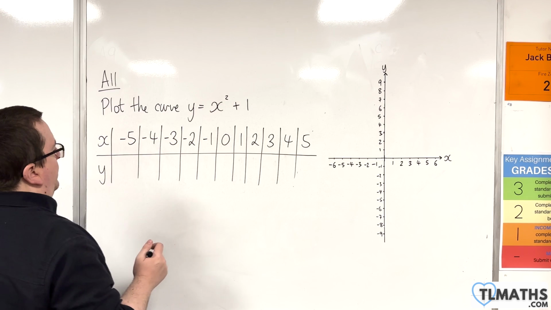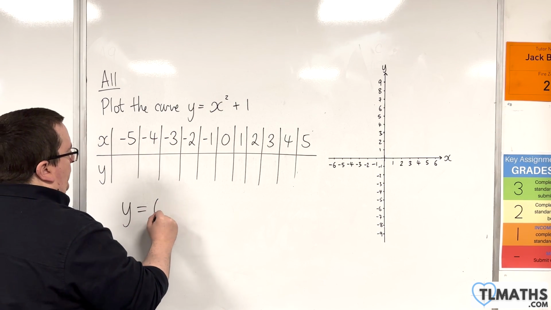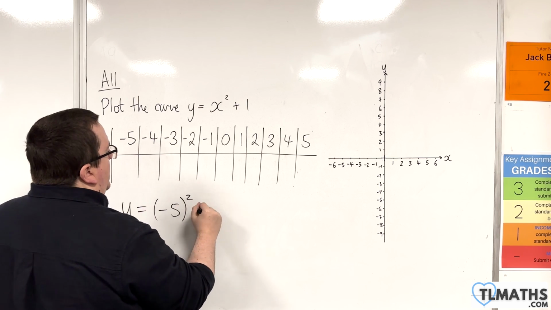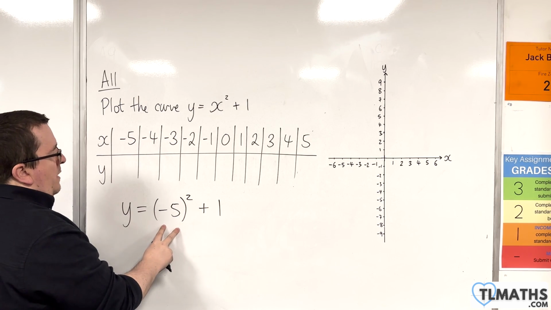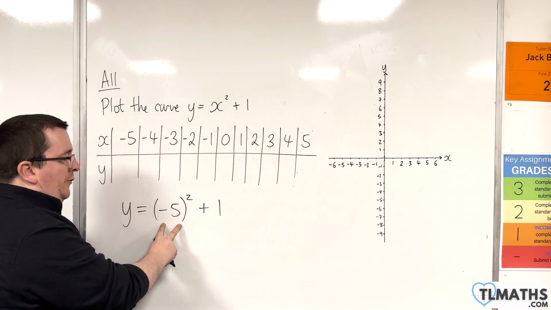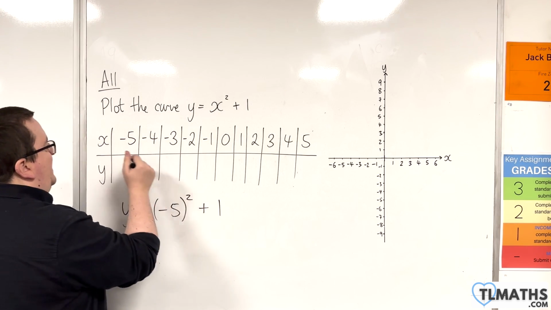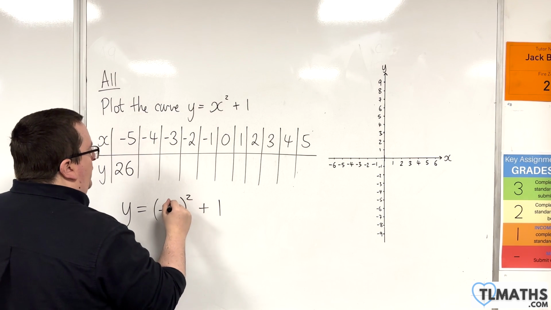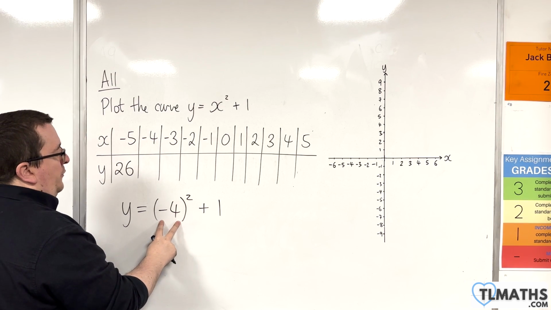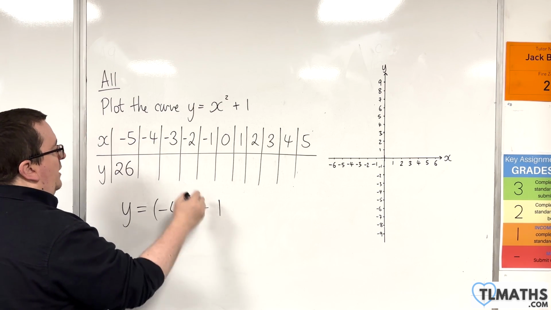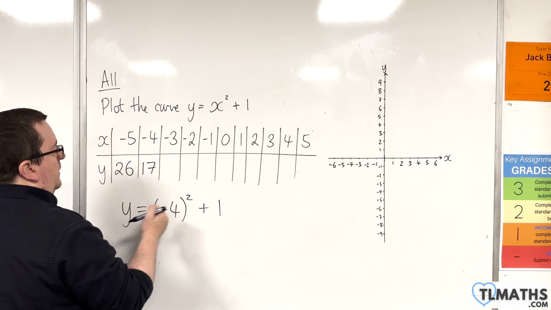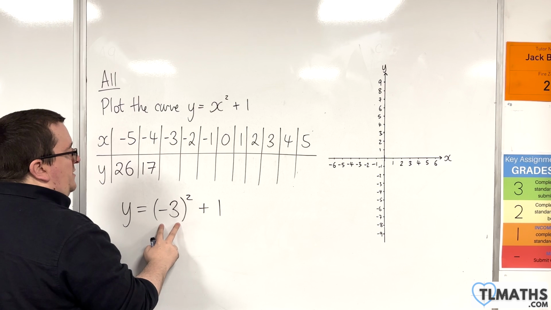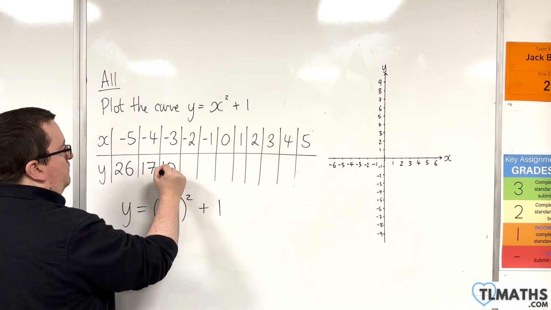When x is equal to -5, y equals -5 squared. So we'll replace the x with -5, and then we're adding 1. So -5 times -5 is positive 25, plus 1 is 26. Then when x is -4, we're going to have -4 times -4, which is 16, plus 1 is 17. Then when x is -3, -3 squared is 9, plus 1 is 10.